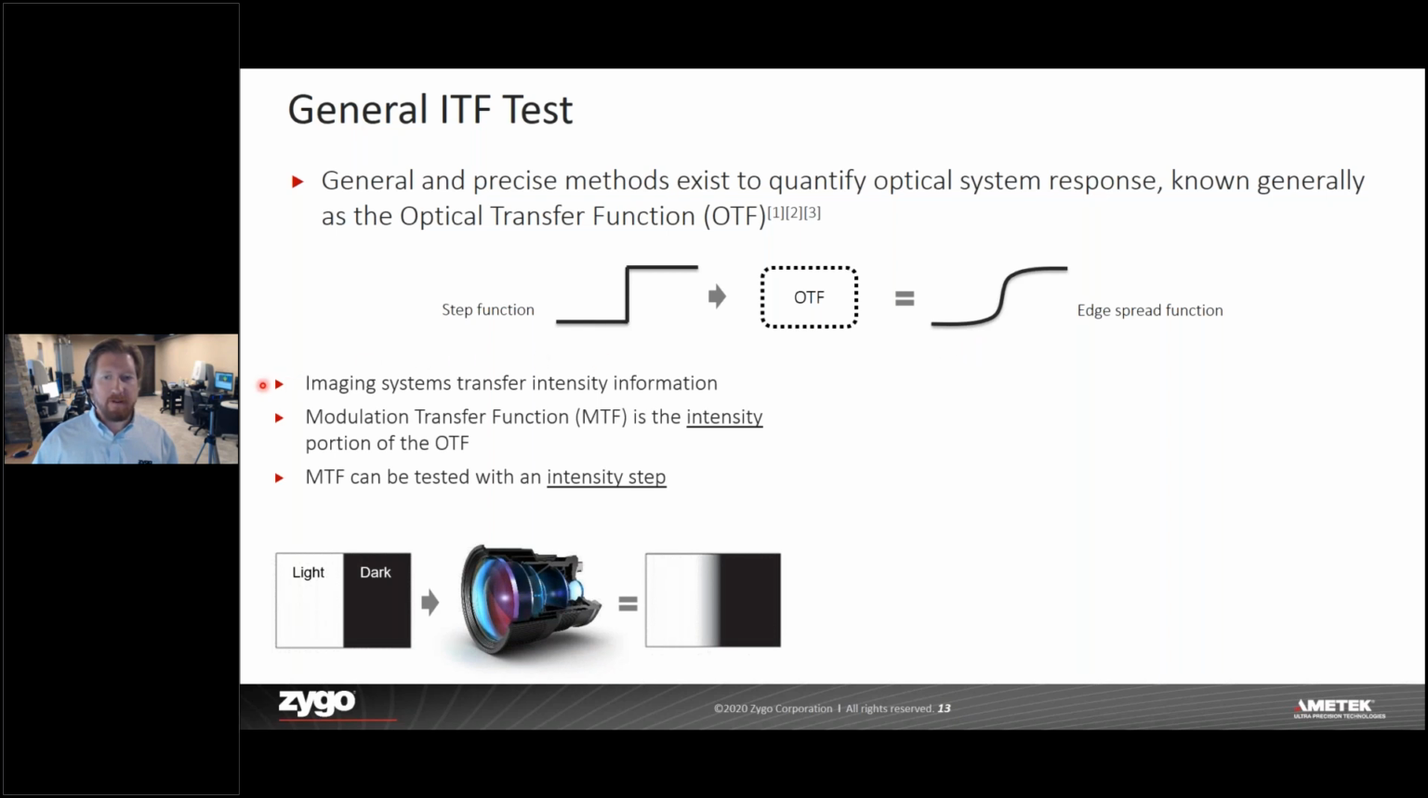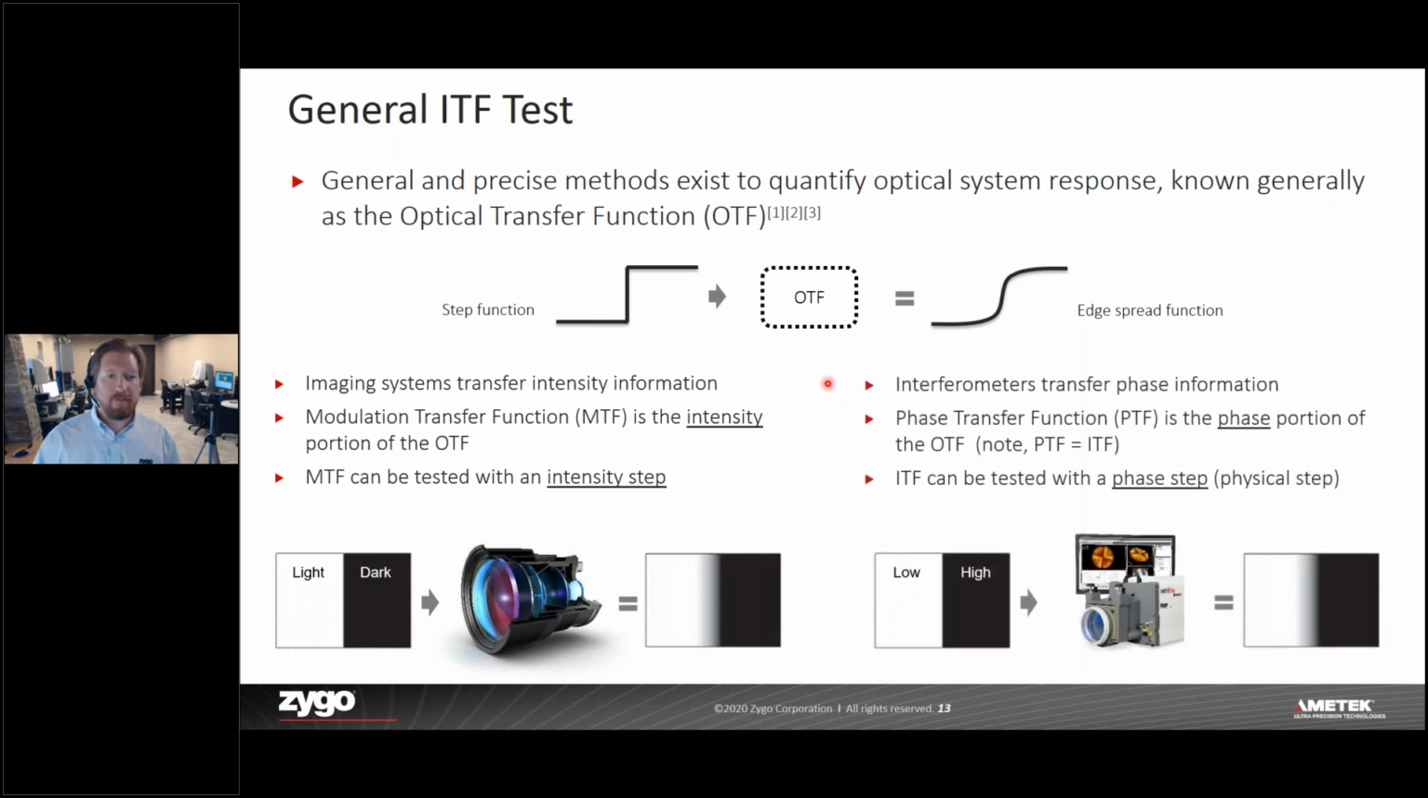Something that's probably familiar to many in the optics industry: imaging systems that transfer intensity information. These are camera lenses, imaging systems. Those can be tested with the MTF, which is the intensity portion of the OTF. An MTF can be tested with an intensity step. So in this case, we have a light to dark step function, an intensity step, that's imaged through an imaging system. And what results is some spread of that sharp step.